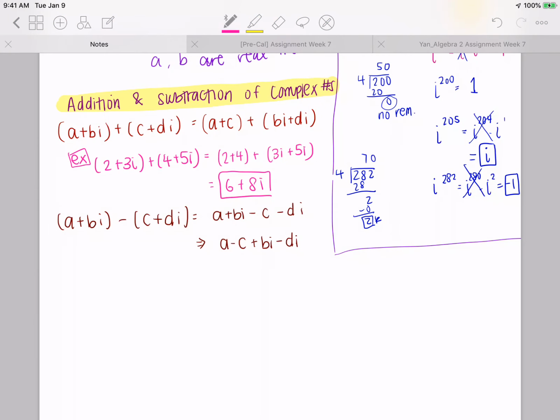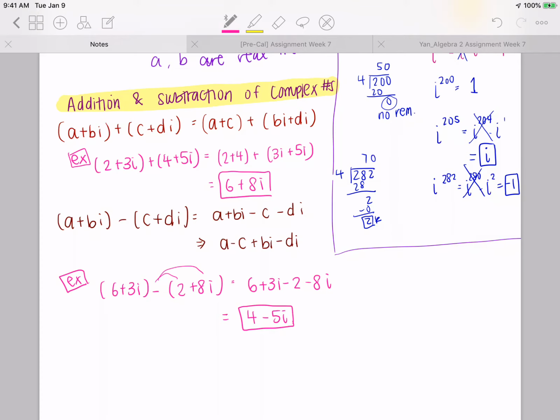Okay, one more example. If I have 6 plus 3i subtracting 2 plus 8i, then our negative would go into our 2 and 8i, which gives us 6 plus 3i minus 2 minus 8i. Combine your like terms: we have 6 minus 2, which gives us 4, minus 5i. Okay, so that's it for adding and subtracting.